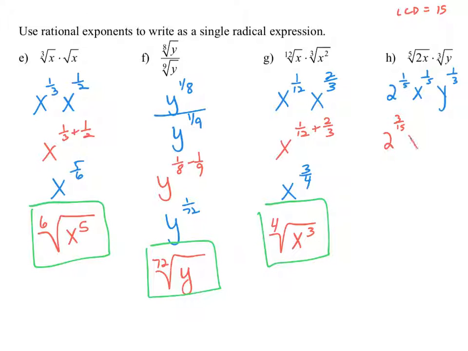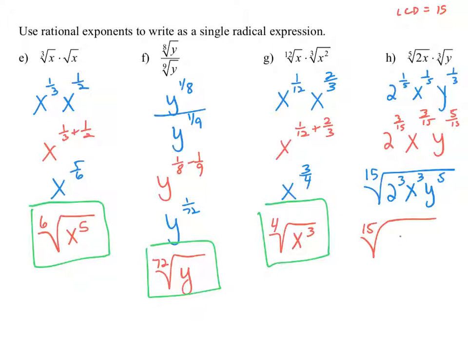3/15, x to the 3/15, and y to the 5/15. I just rewrite each of those fractions with a common denominator of 15. Now I can write this as the 15th root of 2 to the 3rd, x to the 3rd, y to the 5th. And then we can go one step further and rewrite 2 to the 3rd as 8. 8 x to the 3rd, y to the 5th, the 15th root of that quantity is our final answer.